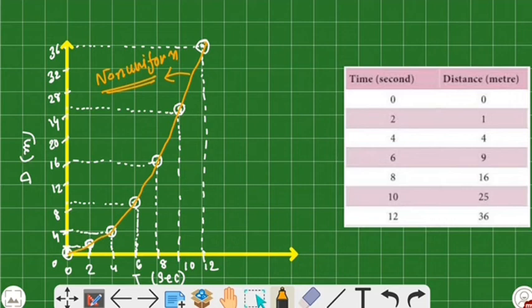It is uniform, it is non-uniform. So a graph is just a drawing which can show us all the things very easily and in a compact form. So this is an advantage of a graph. Another thing is, we can calculate an unknown position also.